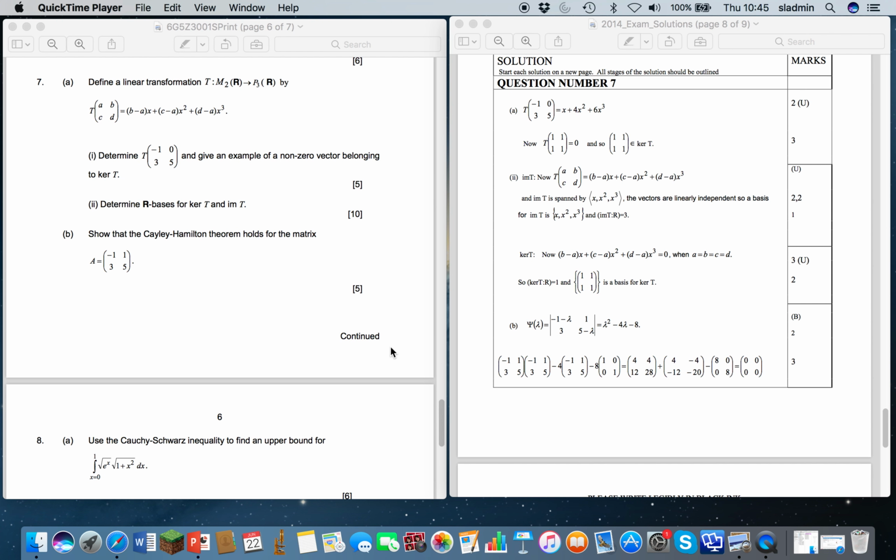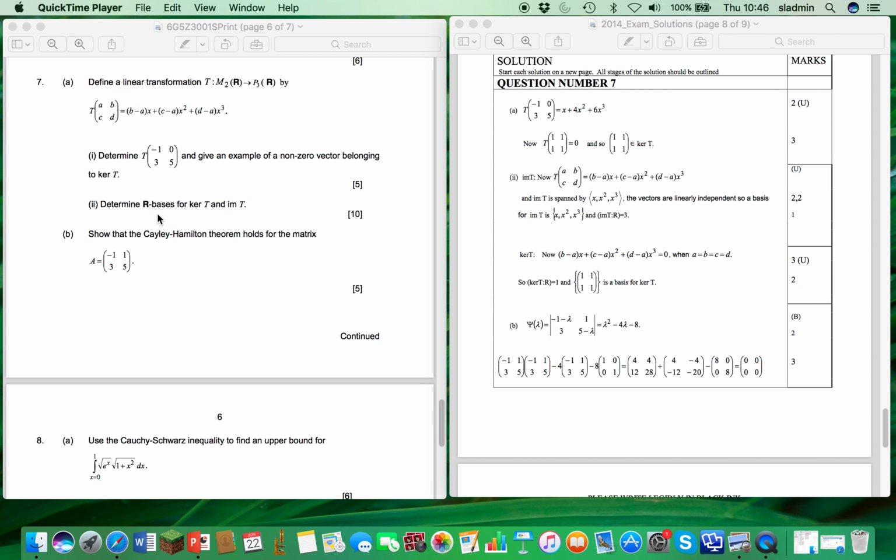This is the solution to question number 7 for the 2014 Maths Methods examination paper. So for 7 part A, we want to determine T of this and give an example of a non-zero vector belonging to the kernel of this linear transformation.